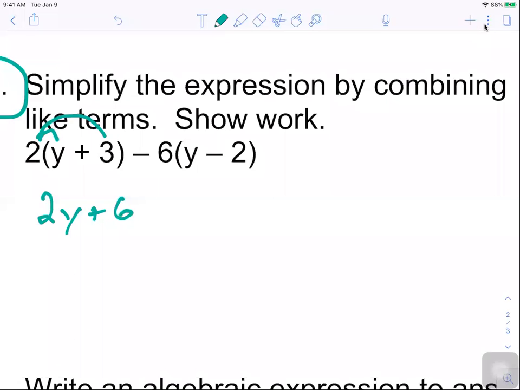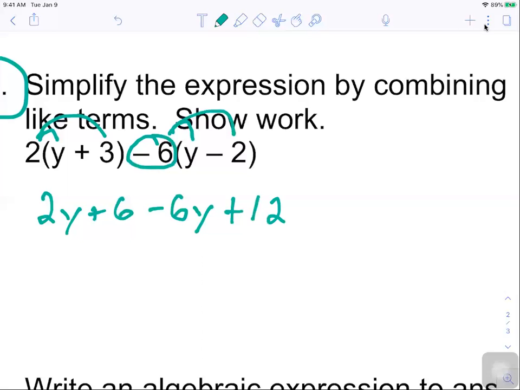Now we got to distribute the -6. And this is a part that a lot of students will struggle with, because if you notice, it's not just 6, it's a -6. So you need to distribute that negative through both ways. So it'll be -6 times y, and that's going to give you -6y. And lastly, you have a -6 times -2. A negative and negative give you a positive. 6 times 2 equals 12.